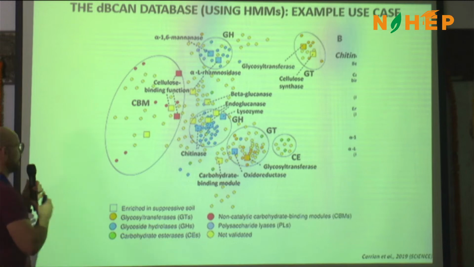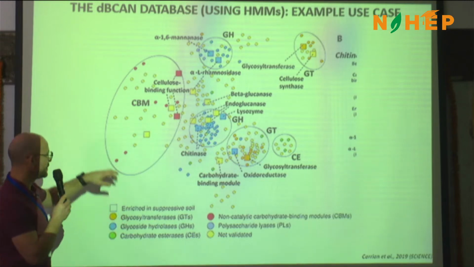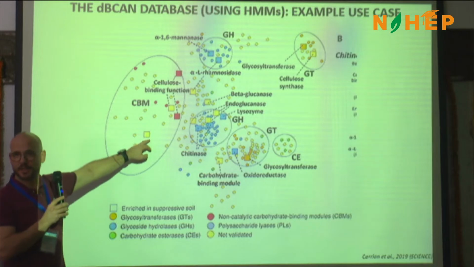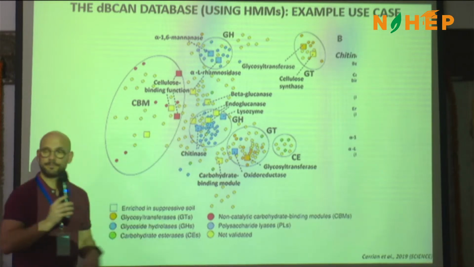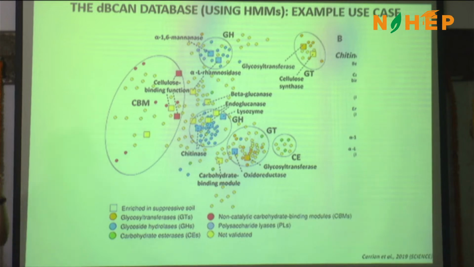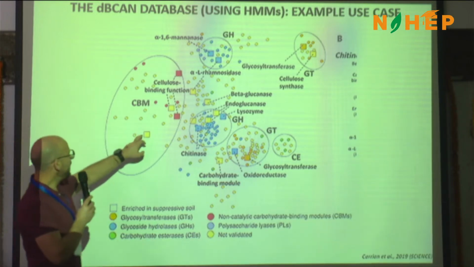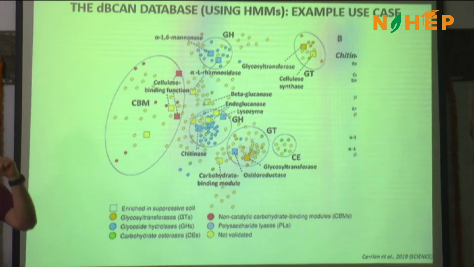So you can see that this is a network. I don't know if you can see the edges, but every node that you see here, every circle or square, is one gene. And the connection between them is the phylogenetic distance between them. So we see different groups. The blue ones are the glycosyl hydrolases. The red ones are the non-catalytic carbohydrate binding modules, and so on, okay? So you really can make this kind of graphs and make sense of your data.